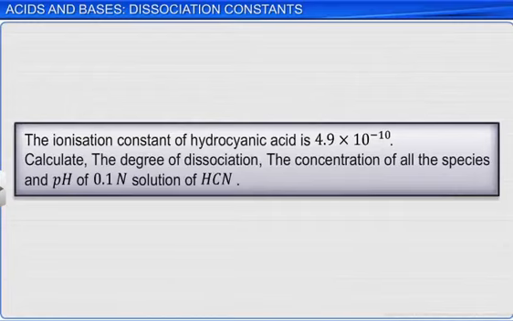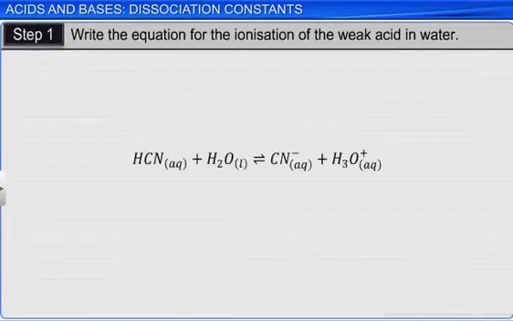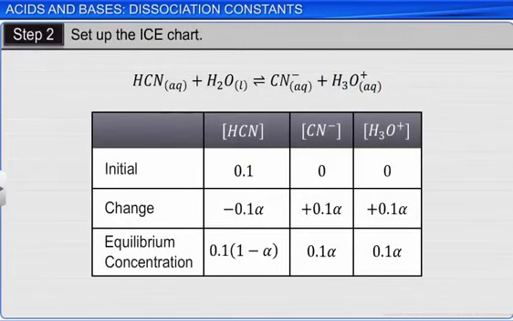The first step in solving this problem involves writing the equation for the ionization of a weak acid in water. The equation for the ionization of hydrocyanic acid in water is HCN (aq) + H2O (l) ⇌ CN− (aq) + H3O+ (aq). In the second step, set up the ICE chart. The initial concentration of hydrocyanic acid is given as 0.1 M. The initial concentration of the products is 0.